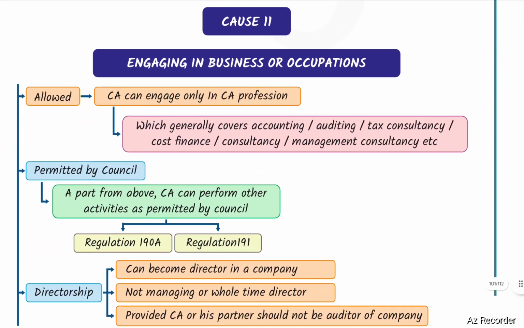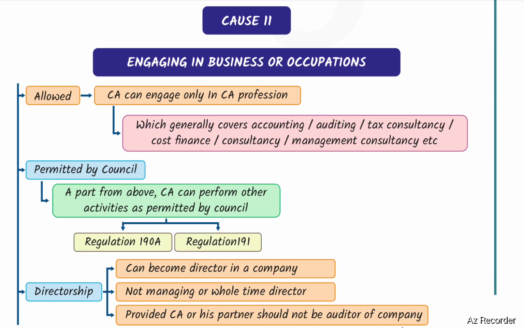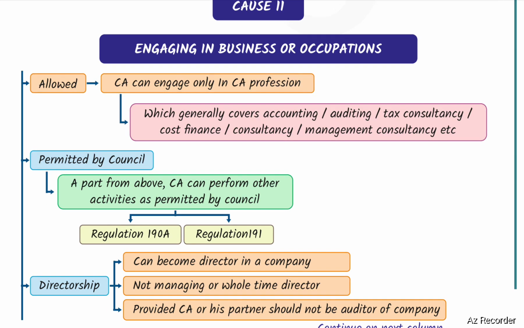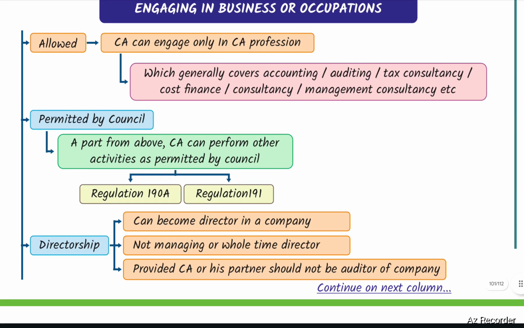Clause number 11, engaging in business or occupation. CA can engage only in CA profession, which generally covers accounting, auditing, tax consultancy, cost, finance consultancy, management consultancy, etc., permitted by council. Apart from above, CA can perform other activities as permitted by council, Regulation 190A and Regulation 191. Directorship: a CA can become director in a company, but not a managing director or whole-time director, provided CA or his partner should not be auditor of the company.